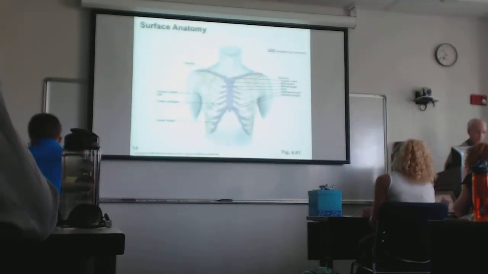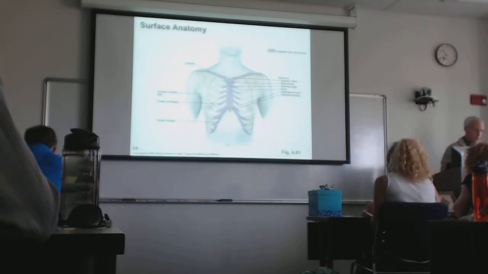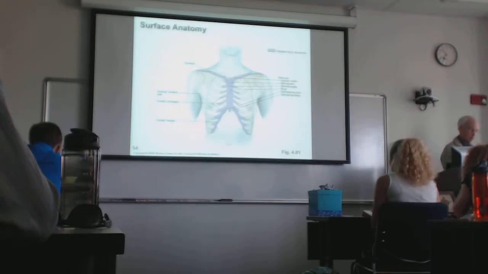You should be familiar with the general surface anatomical structures that you see here that commonly delineate the thoracic wall, at least anterior: the clavicle, the sternum, the components of the sternum, the manubrium, the body, the xiphoid. This is called the costal margin here. We'll come back to that again in just a moment.